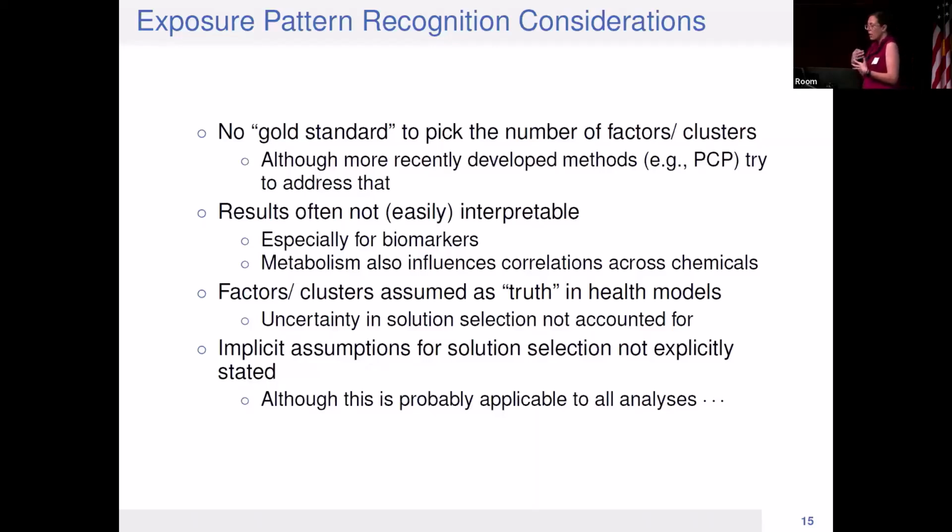Factor clusters are assumed as truth in the health models. Even the example I just showed you before, right? We got the signal for traffic and we just plugged this into our health model. However, there is some uncertainty in us calling that factor traffic. And if we don't account for that in our health models, then we've shown that there might be some bias, and definitely the inferences are a little bit off. And again, most methods require implicit assumptions for solution selection.